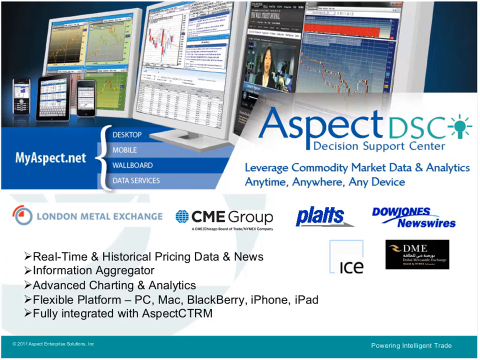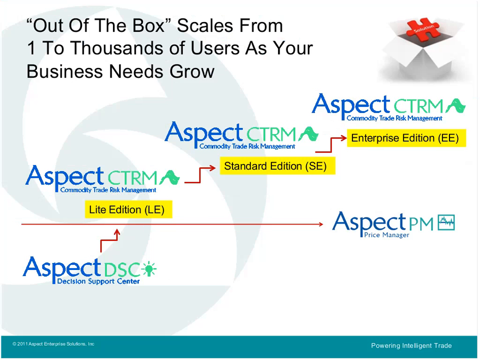Okay, so I particularly like this slide here. It shows you the evolution of our products and that whole one platform idea, where many of our customers started many years ago using Aspect DSC to get their pricing and data. They'll evolve to our Aspect CTRM Lite edition, which is for front-end, light trading and risk management activity. It can actually turn on in just a few hours. So you get your pricing information, get it into CTRM, and you're working within just a few days.